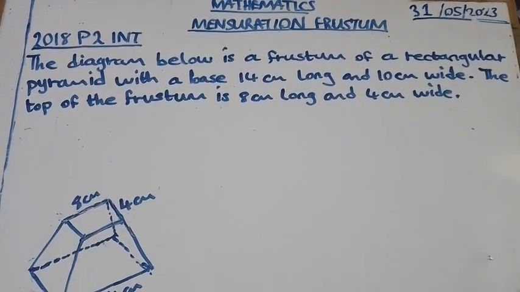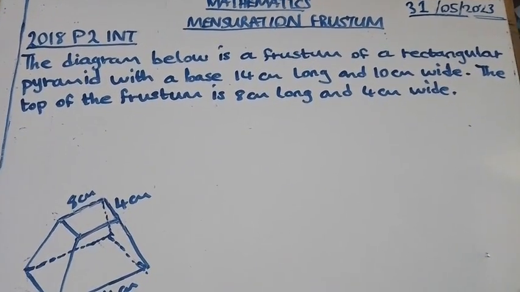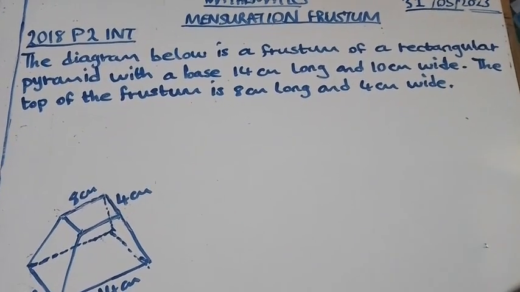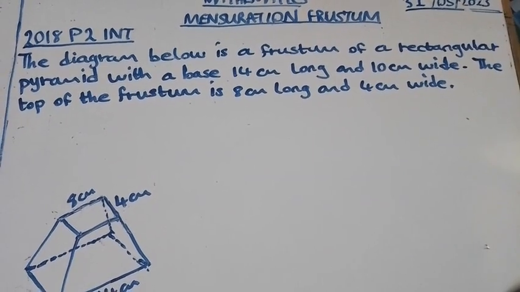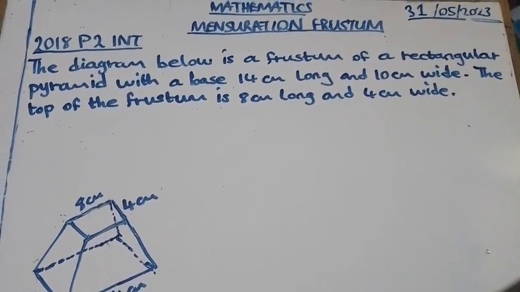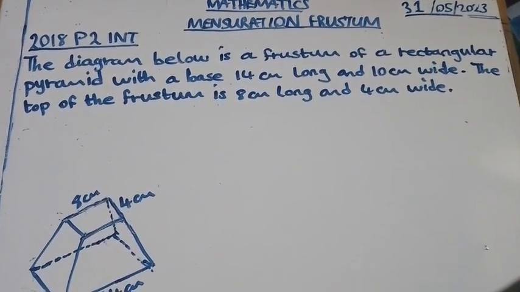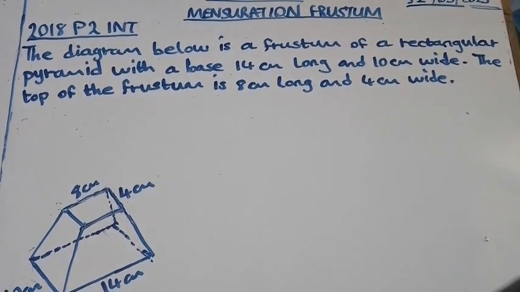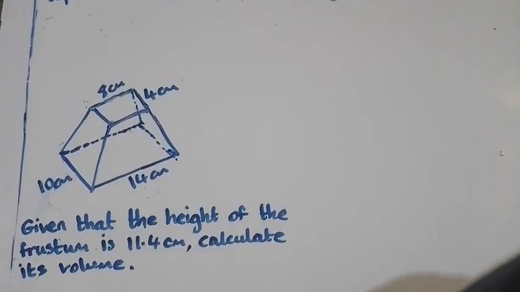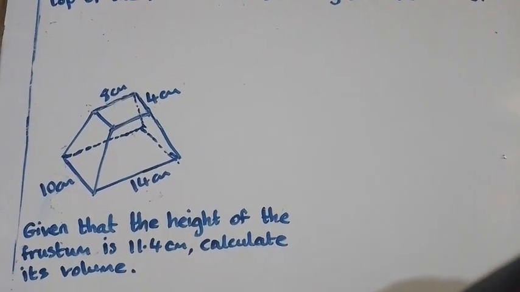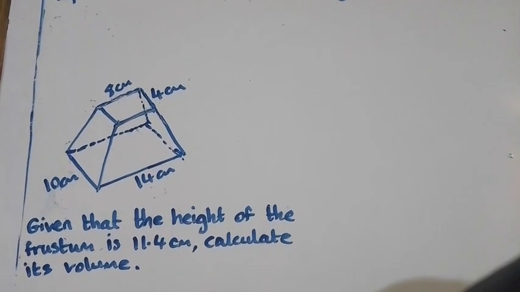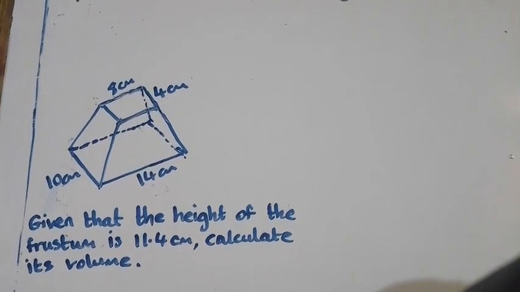The diagram below is a frustum of a rectangular pyramid with a base 14 centimeters long and 10 centimeters wide. The top of the frustum is 8 centimeters long and 4 centimeters wide. Given that the height of the frustum is 11.4 centimeters, calculate its volume.